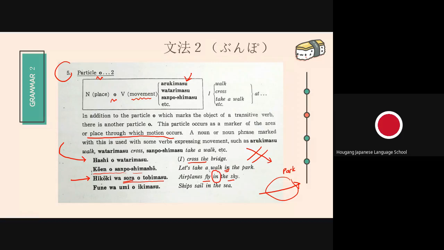We say fly the sky. Why? Because aeroplanes fly through the sky. Japanese logic. Okay? Japanese logic. Same for this: Fune wa umi wo ikimasu. Sail or go. This is sail slash go.